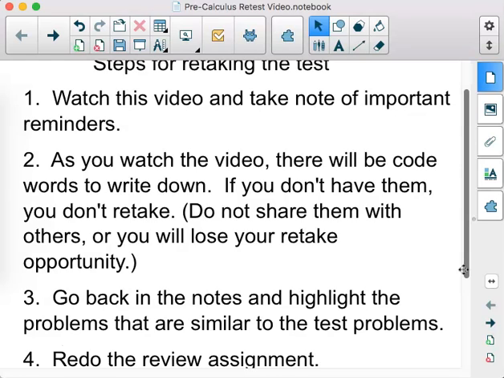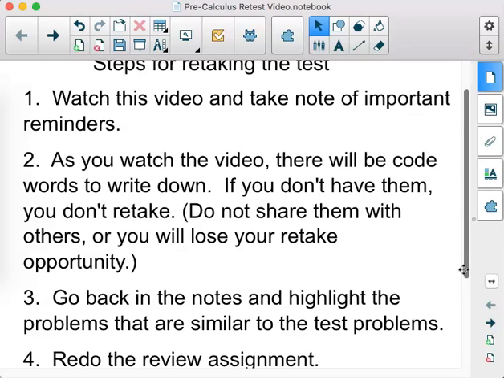As you watch the video, there will be code words, and you need to write those words down. I'm trying to make sure that you're actually listening to what's being said. So I will say code word, and I will give you a code word, and you will write it down. I'm not writing it down. And if you don't have those code words by the time you get done, you're not going to retake, because that's one of the first things that I'm going to ask you: okay, give me the code words.